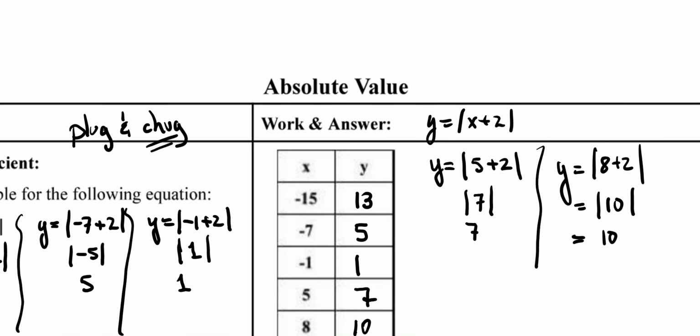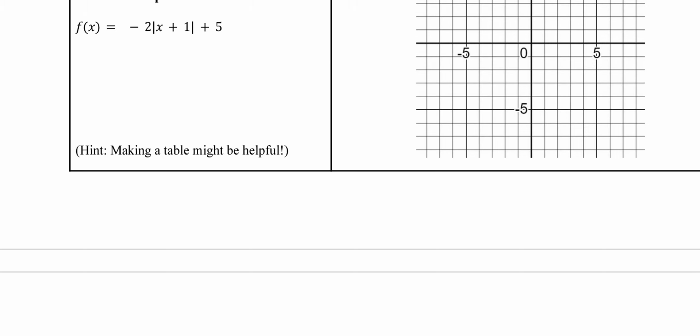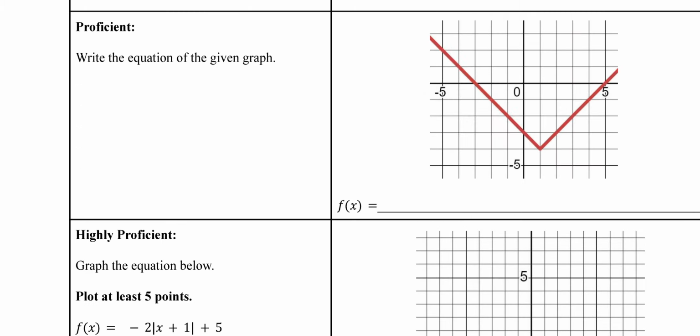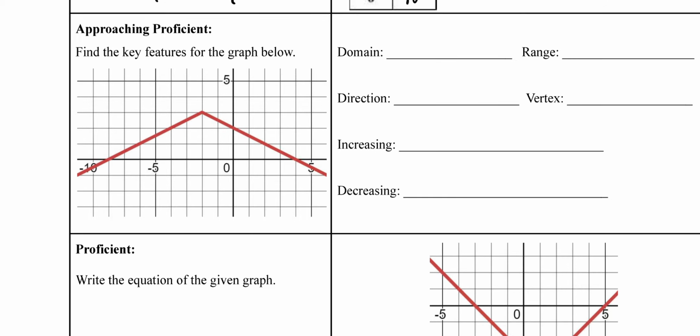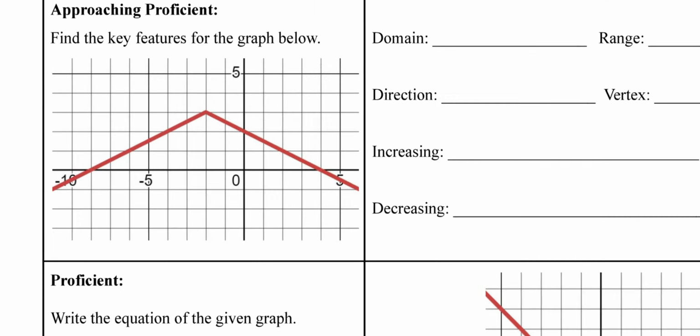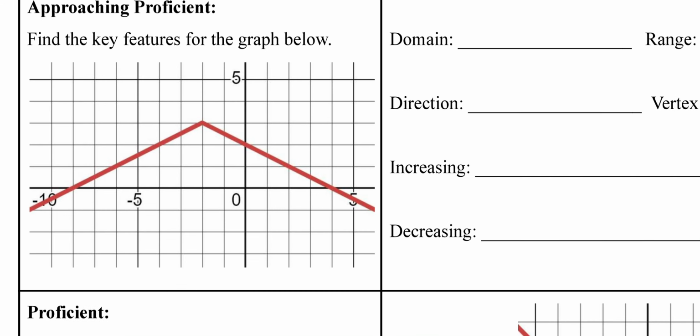This is at the approaching proficient level, and they've given us a graph of an absolute value function, and say to find the key features for the graph below.